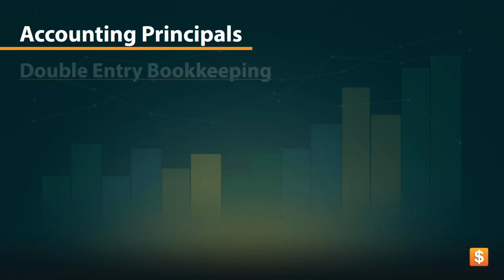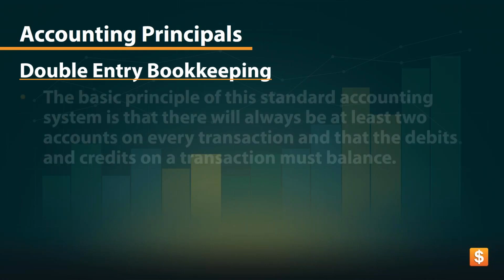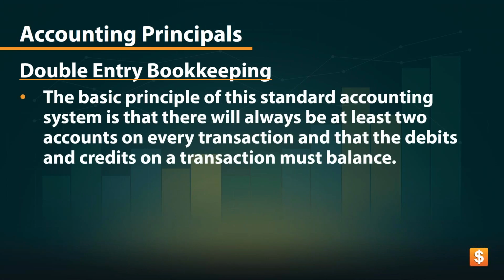Okay, another principle when it comes to how we're going to deal with our accounts and our transactions inside of Church360 Ledger is that this is double entry bookkeeping. And the basic principle of this standard accounting system is that there will always be at least 2 accounts on every transaction, and that the debits and credits on a transaction must balance. And I have a good example here.